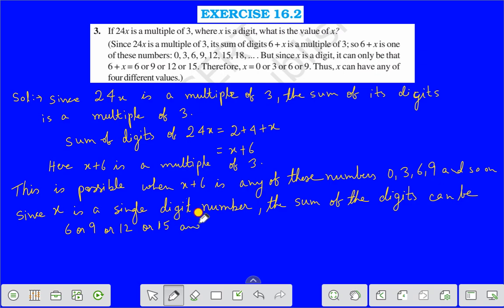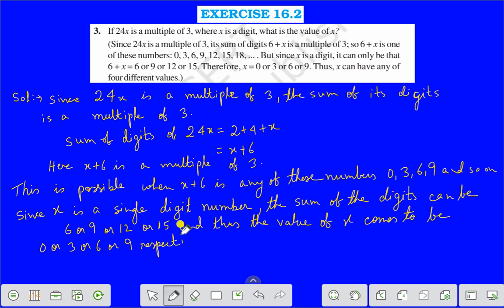And thus, the value of x comes to be 0 or 3 or 6 or 9 respectively.